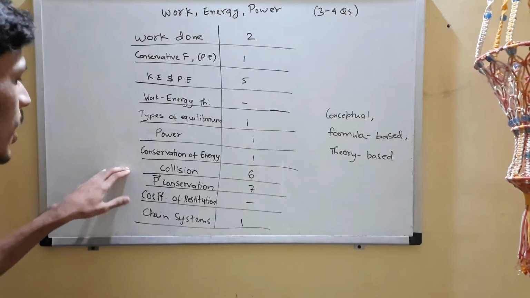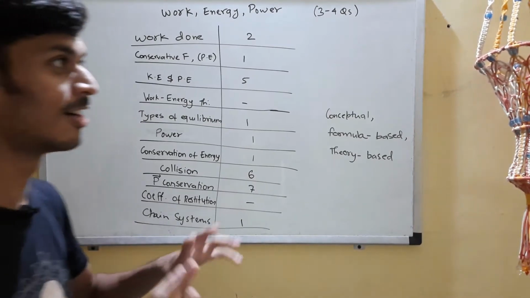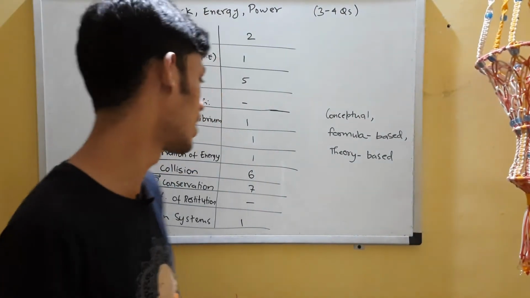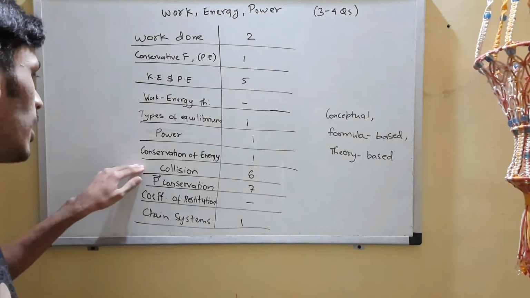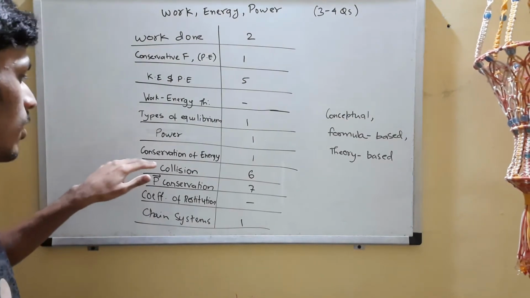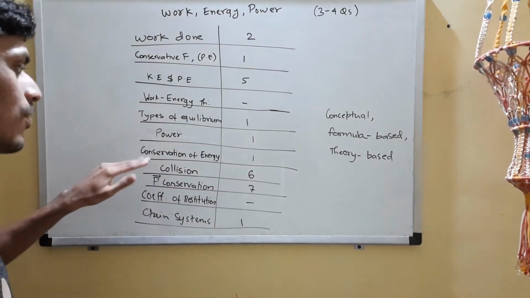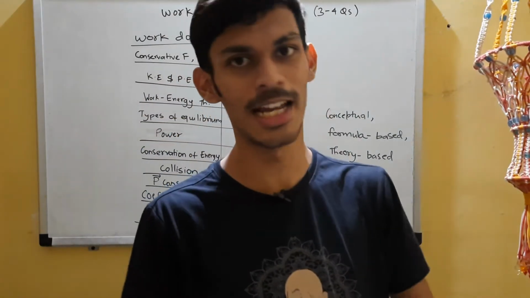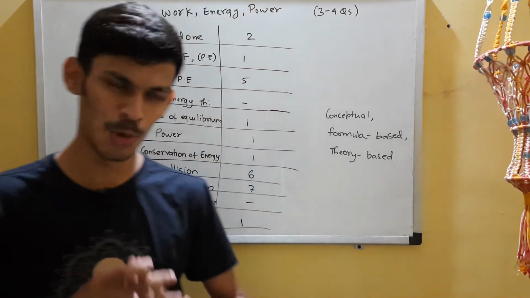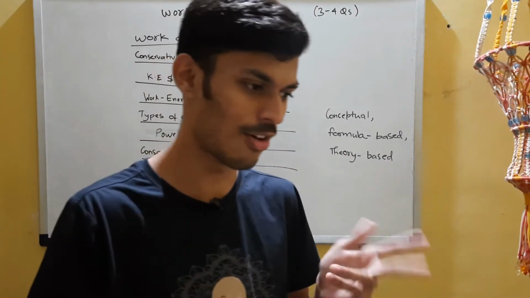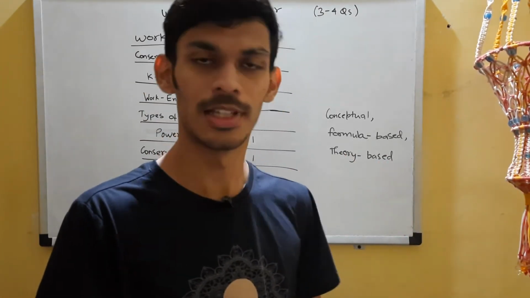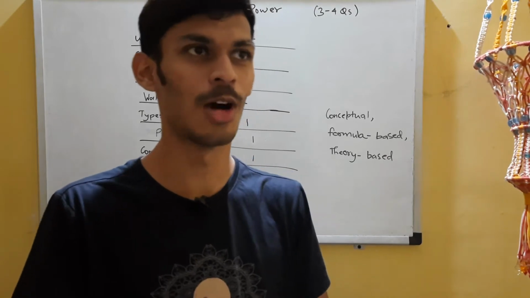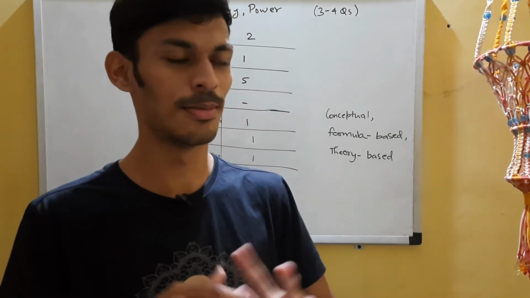Now coming to our next topic, which is an important topic from the BITSAT point of view. You can see that 6 questions were asked from collisions. So collisions is an important topic for BITSAT, and the split is mostly in favor of inelastic collisions. I think the ratio will be 1:2.